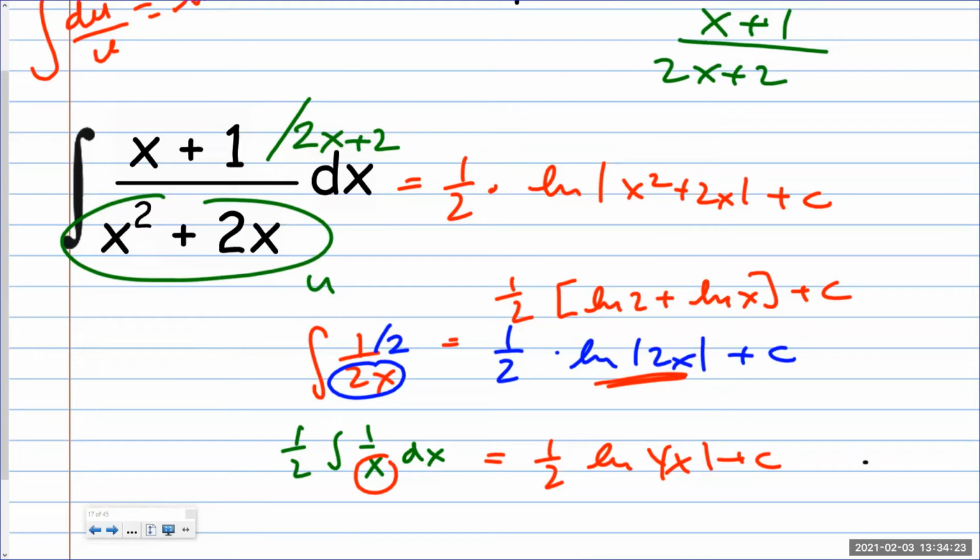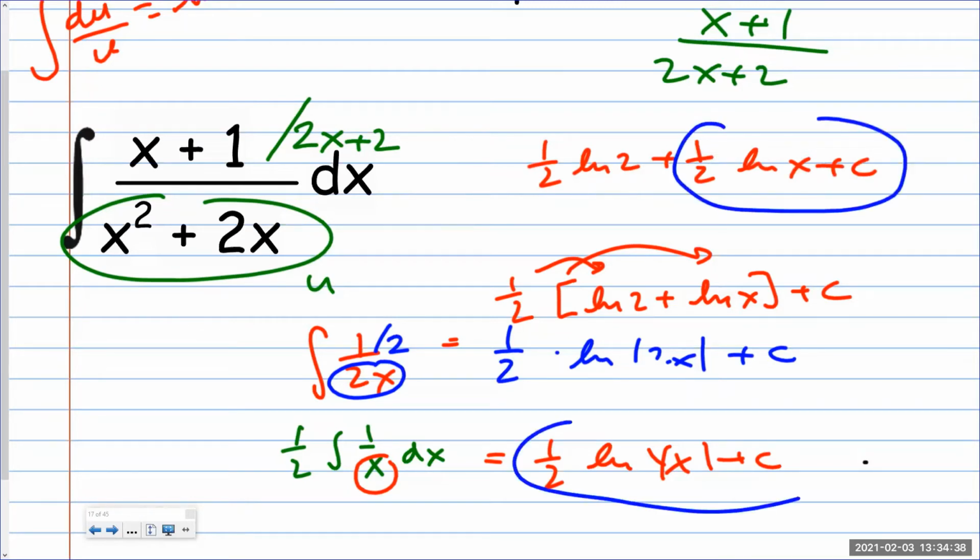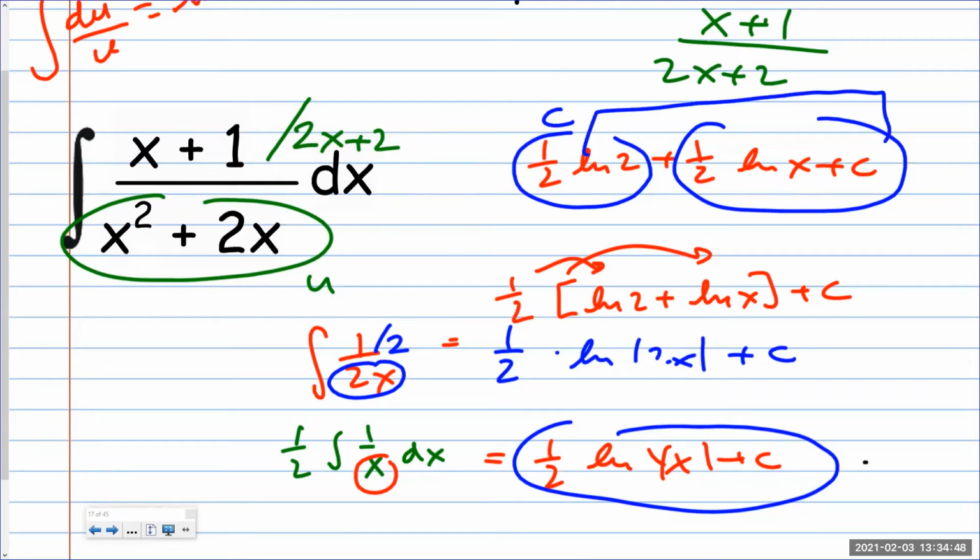If I distribute this 1/2, do you see what I get? 1/2 ln of 2 plus 1/2 ln of x plus c. Well, isn't this 1/2 ln of x plus c the same as this right here? What is this 1/2 ln of 2? It's just some number. Do you see that? So it gets absorbed in this c. Does that make sense? So it really is the same answer.